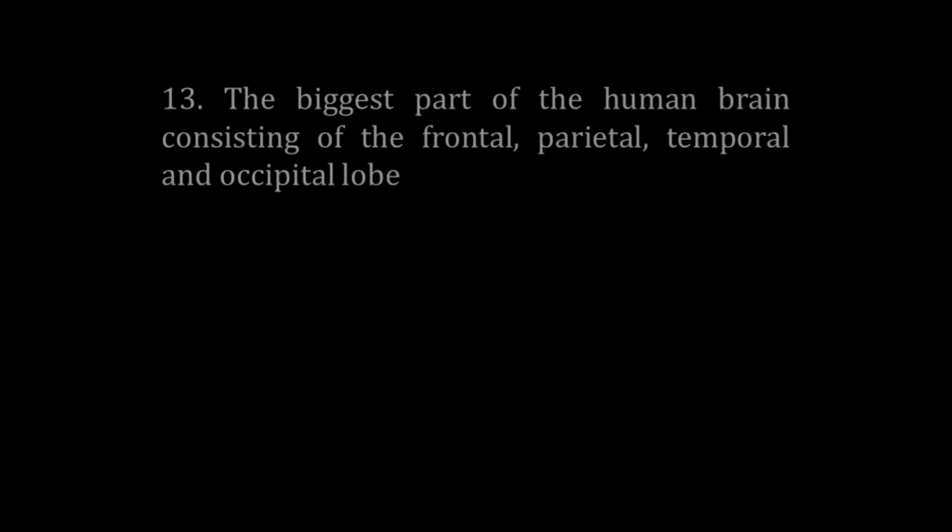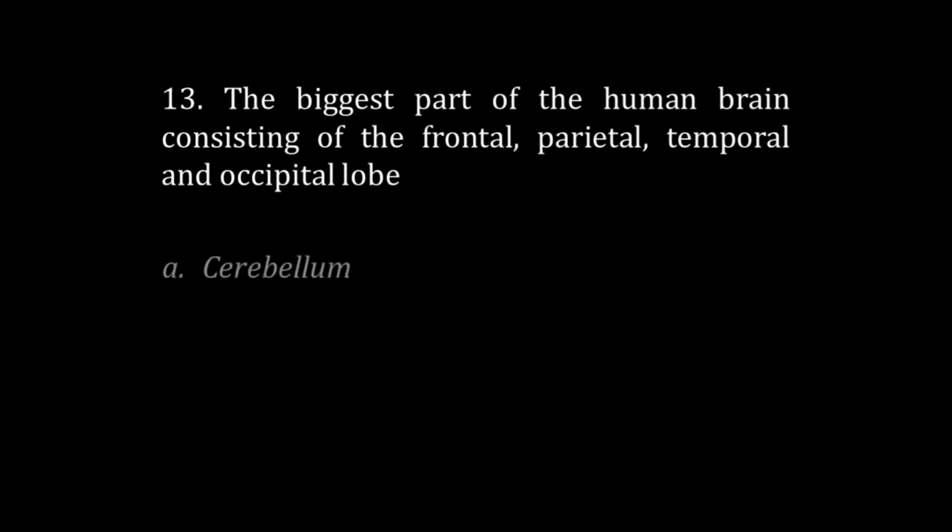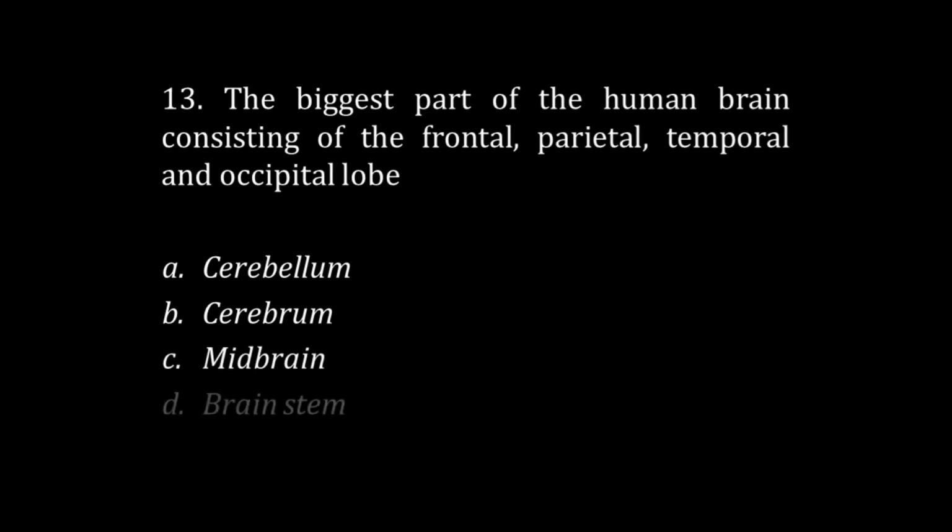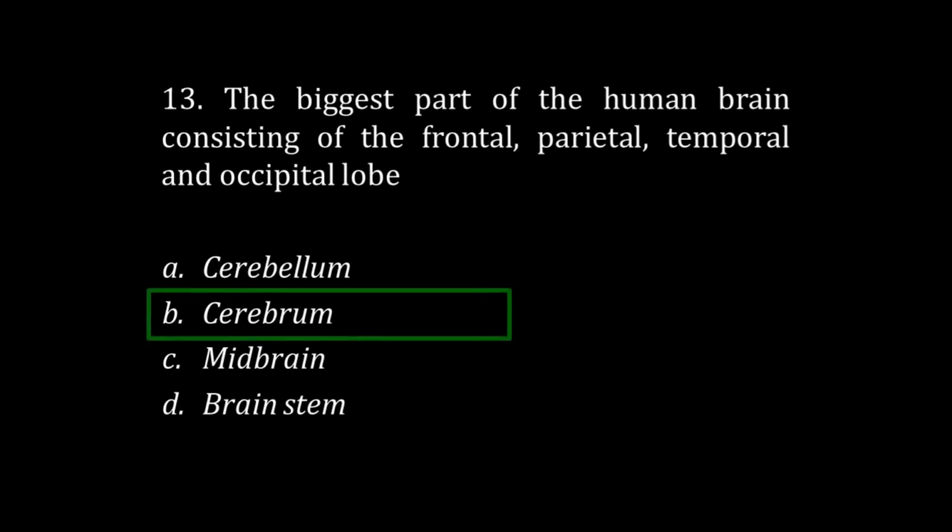The biggest part of the human brain, consisting of the frontal, parietal, temporal, and occipital lobe. A. Cerebellum, B. Cerebrum, C. Midbrain, D. Brainstem. The correct answer is letter B. Cerebrum.